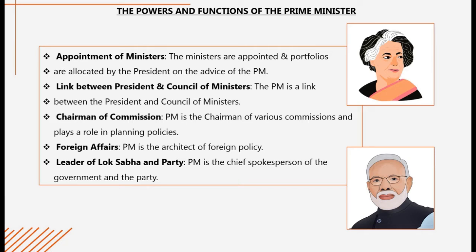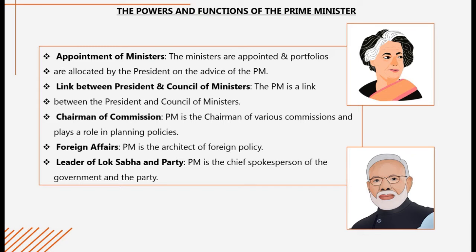Second, link between President and Council of Ministers. A. It is the duty of the Prime Minister to communicate to the President all decisions of the Council on matters related to the administration of the Union and proposals for legislation. B. The Prime Minister must furnish information related to the administration of the Union and proposals for legislation as the President may ask for.